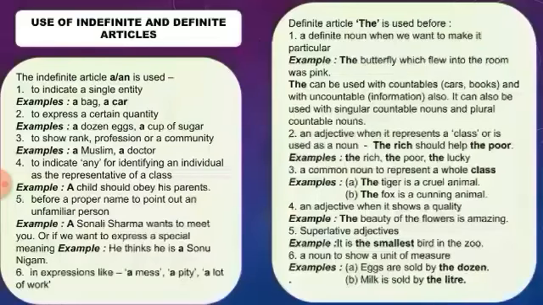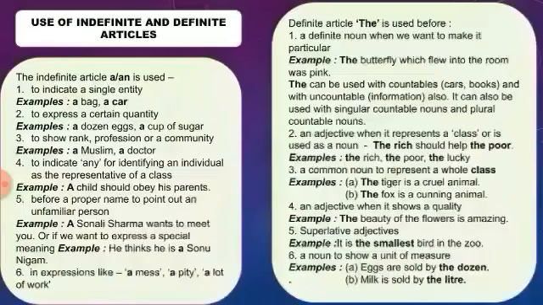Now come to the second picture. The definite article the is used before the first one, a definite noun, when we want to make it particular. Example, the butterfly which flew into the room was pink. Now there are so many butterflies, but you want to express that the butterfly that came to your room was pink. So you can say like this, the butterfly which flew into the room was pink.